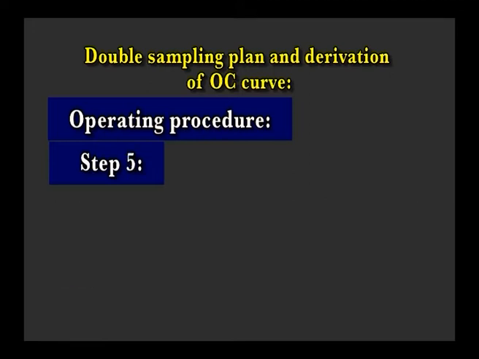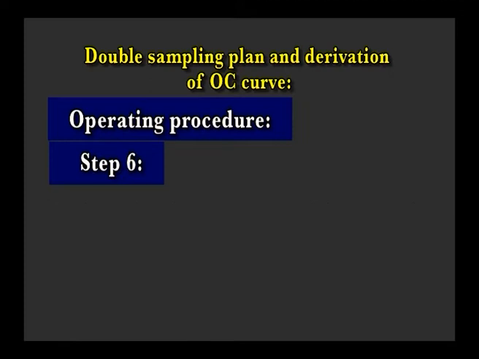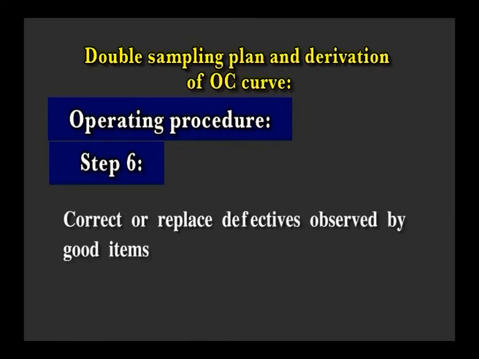Step 5. If the number of defectives observed in the second sample D2 plus the first sample combined, D1 plus D2, is less than or equal to c2, accept the lot, otherwise reject the lot. Step 6. Correct or replace defectives observed by good ones.